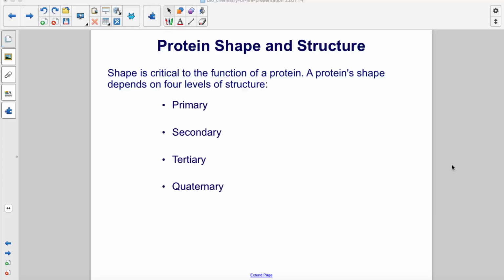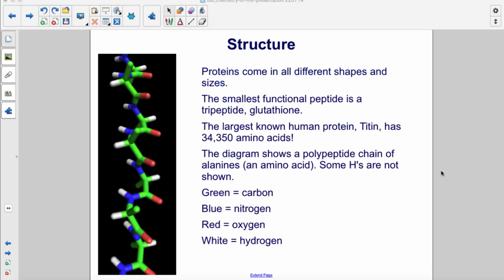Protein structure. Shape is critical to the function of a protein. A protein's shape depends on four levels of structure: primary, secondary, tertiary, and quaternary. Proteins come in all different shapes and sizes. The smallest functional peptide is a tripeptide, glutathione.